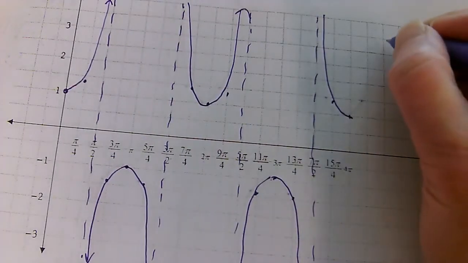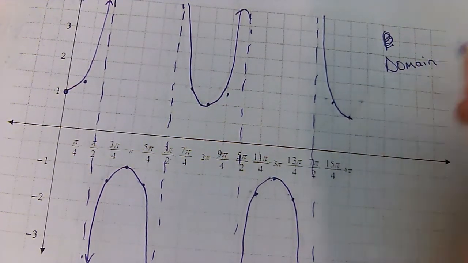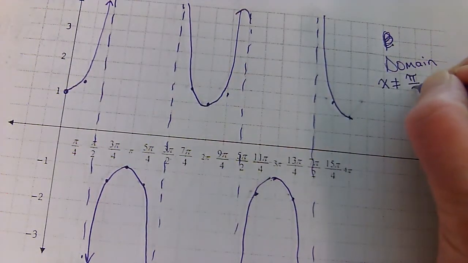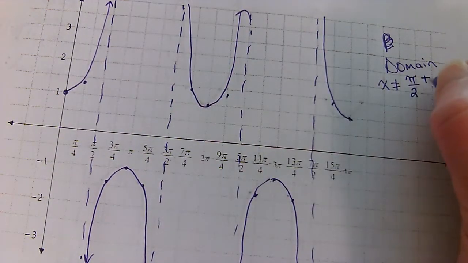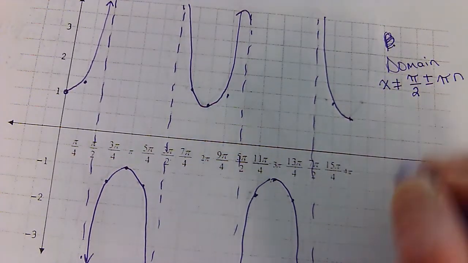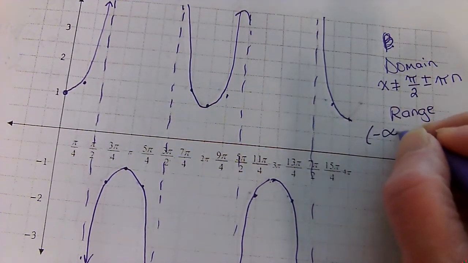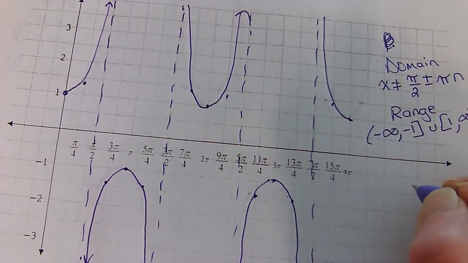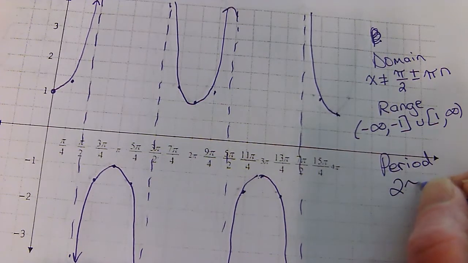So this one's very similar to cosecant. Starting with the domain. Where do the asymptotes start? Well, they start at pi over 2. And they're not occurring the full period, but halfway through it. So happening every pi. The range is exactly like it was with cosecant. The period is 2 pi, because that's 1 full circle.